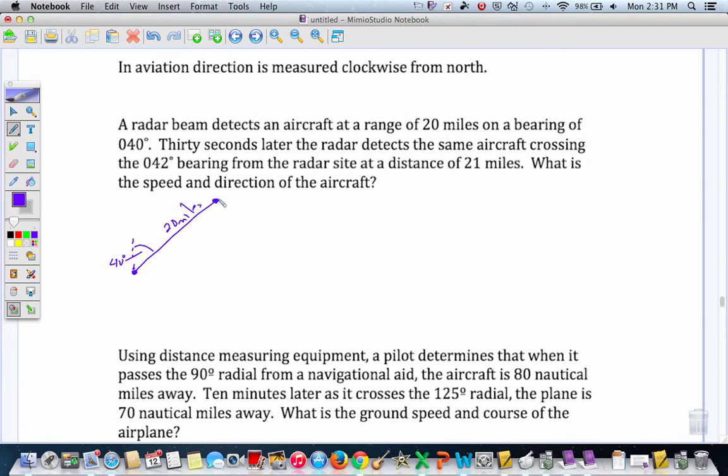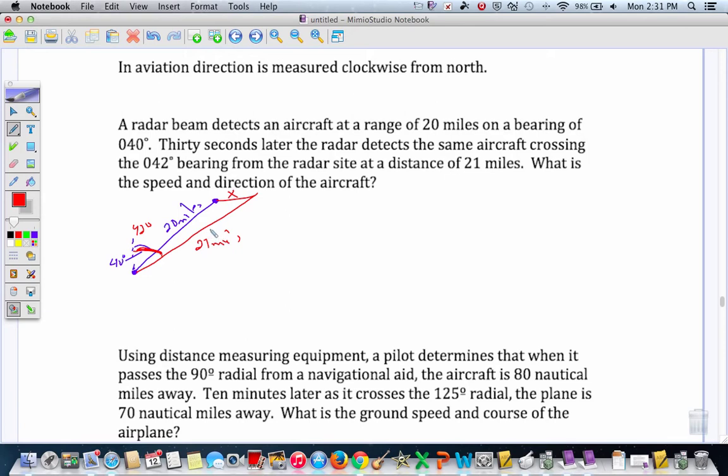And it says that we are 20 miles away. Our airplane is right here. 30 seconds later, the radar detects the same aircraft crossing the 42-degree bearing. So we're going to move a little bit to the right, and now our airplane is 21 miles away. And this entire angle here in red is 42 degrees.